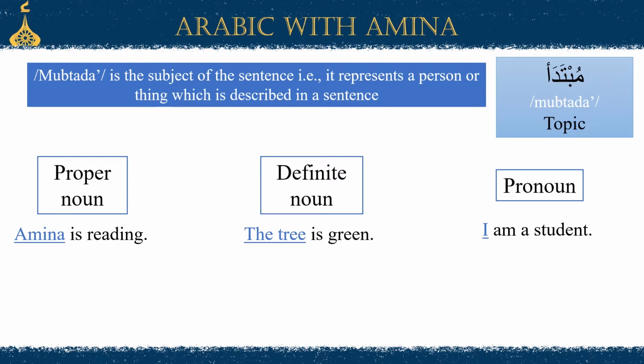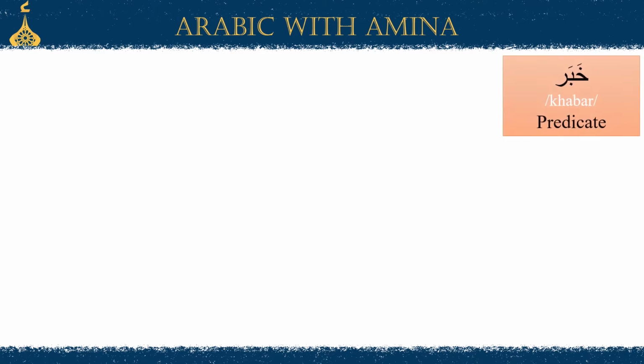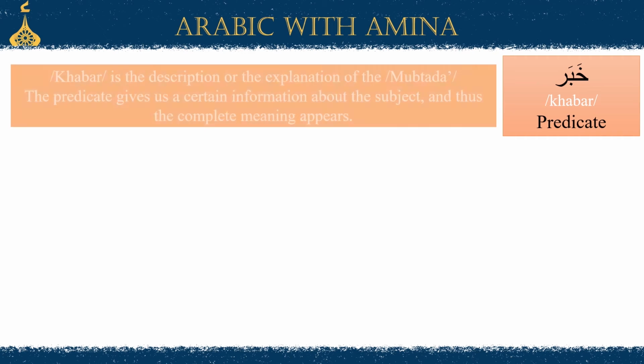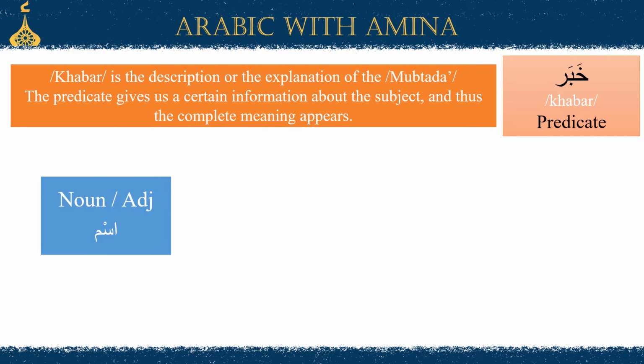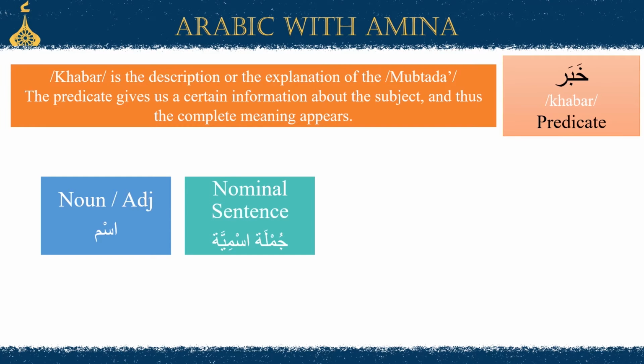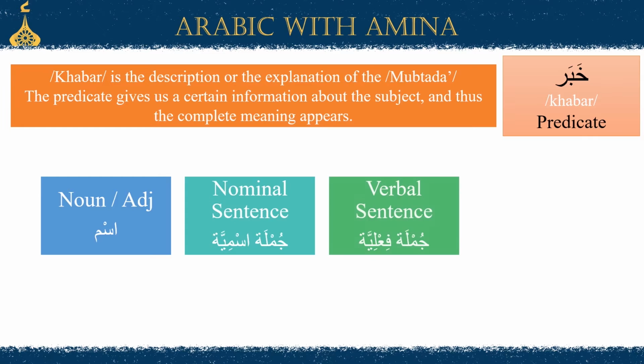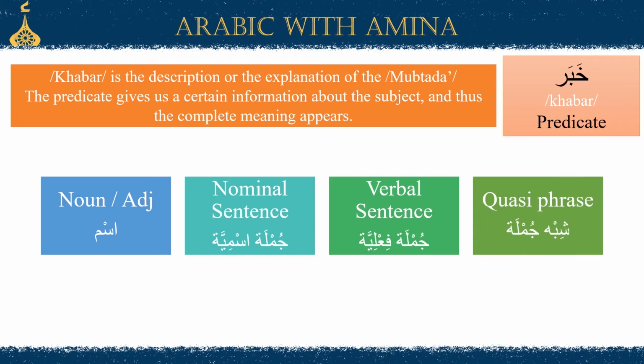Now the second component of a nominal sentence is the khabar, or predicate. The khabar is literally translated from Arabic to English to mean the news or information, and this is because it tells us something about the subject. The khabar can be an ism, which is a noun or an adjective, or it can be a sentence, whether this be a nominal sentence, jumla ismiya, or a verbal sentence, jumla fi'liya, or it can be a quasi-phrase, which is a semi-sentence, shibh jumla. We'll explain each type in the upcoming examples.